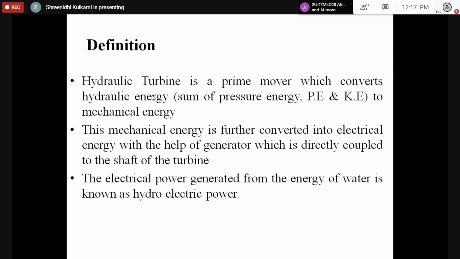Further, the electrical power generated from the energy of water is known as hydroelectric power, because hydro is nothing but water. We can call it water electric power or simply hydroelectric power. This is the definition of hydraulic turbines.